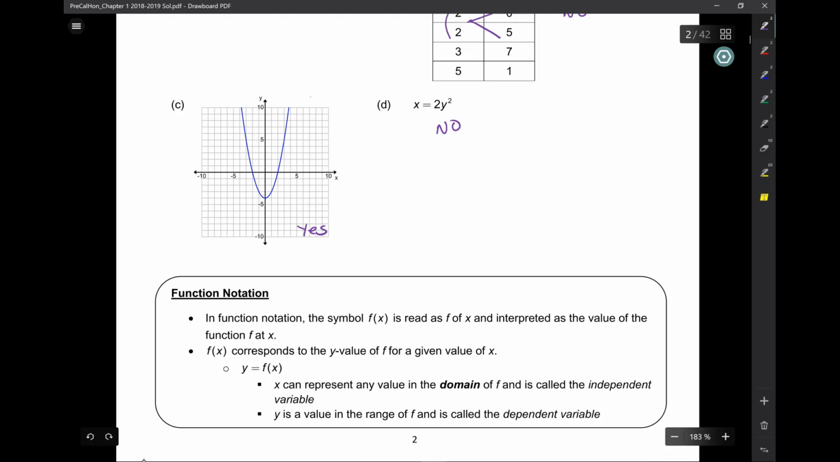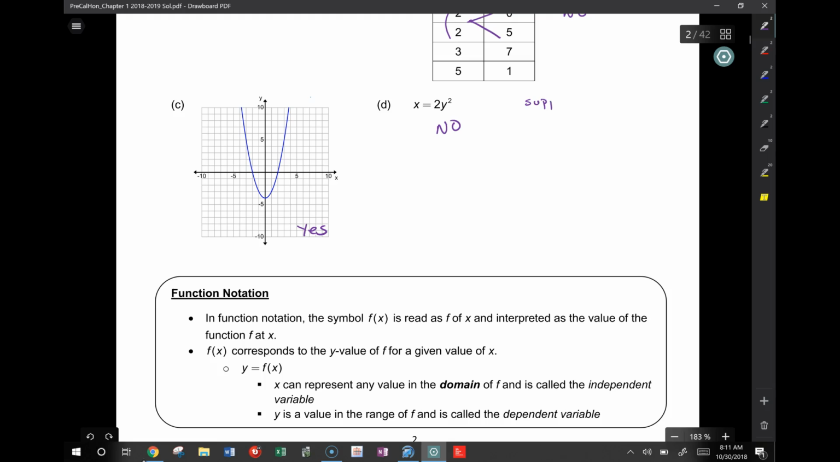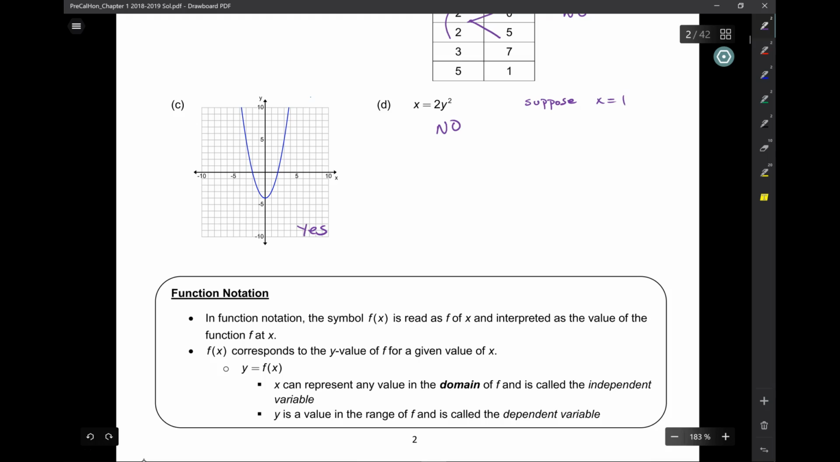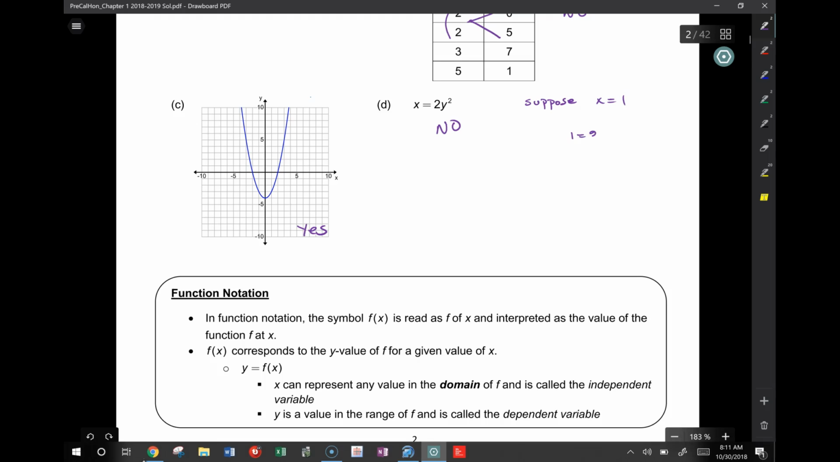Is it because it's 2y squared and y squared? Right, so suppose x was equal to 1, right? We picked an x value, right? So when you plug it in there, how much is y?